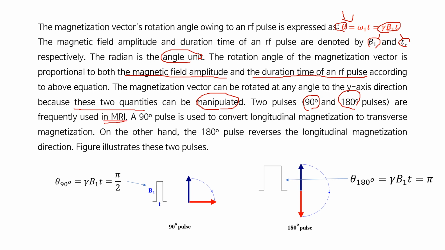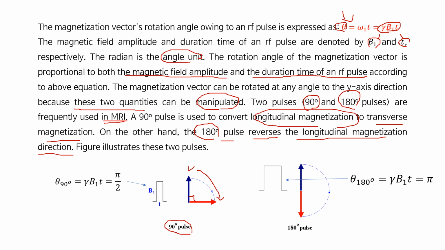A 90-degree pulse is used to convert longitudinal magnetization to transverse magnetization. So, by a 90-degree pulse, longitudinal magnetization can be converted to transverse magnetization. On the other hand, a 180-degree pulse reverses the longitudinal magnetization direction, so the magnetization reverses to be antiparallel to the field.